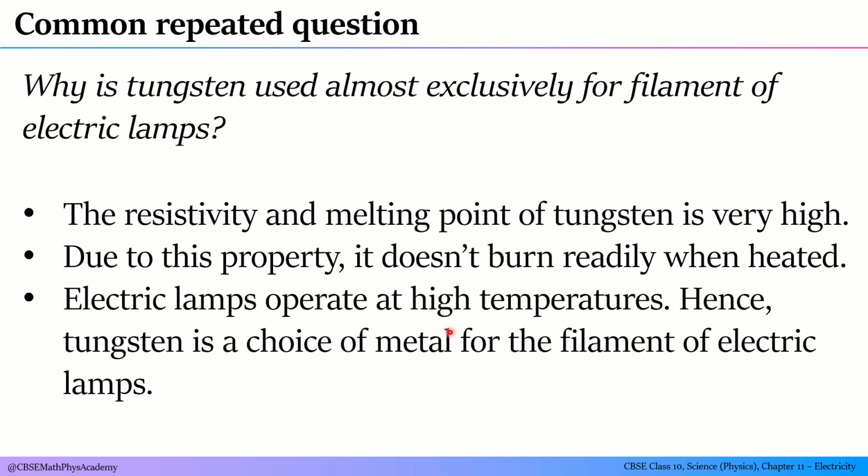This is a repeated question: why is tungsten used almost exclusively for the filament of electrical lamps? This is a three-step answer. The resistivity and melting point of tungsten are very high. We can mention the melting point value as 3380 degrees. What is the effect of this? Because of the high resistance and high melting point, it doesn't burn easily when heated. Electric lamps operate at high temperatures, which needs a material that can withstand very high temperature without melting. Hence tungsten is a natural choice of metal for the filament of electric lamps.